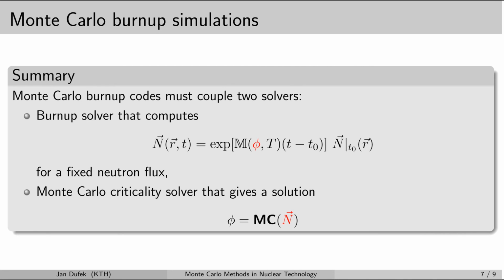So the nuclide field vector is dependent on the neutron flux. The neutron flux is dependent on the nuclide field vector. These two quantities are described by two equations. We need two solvers, therefore we need to couple these two solvers together. So we will look at this in some of the next lessons.